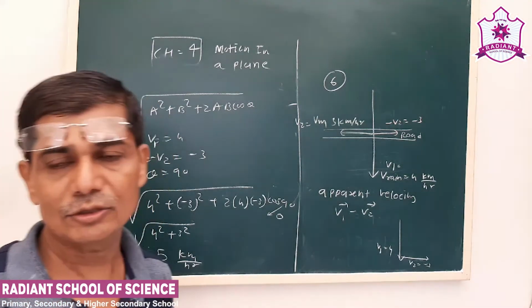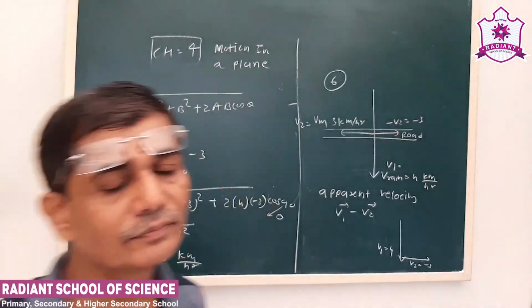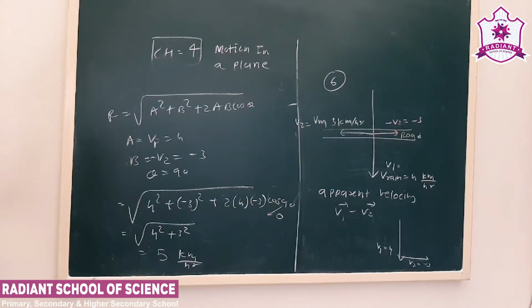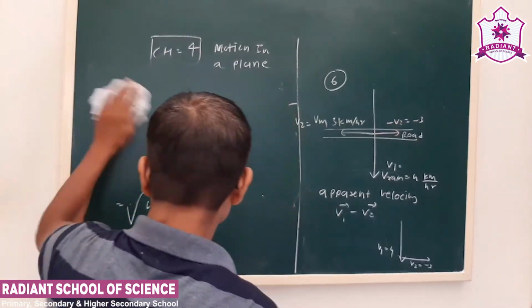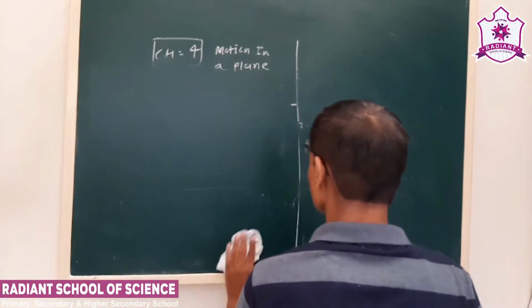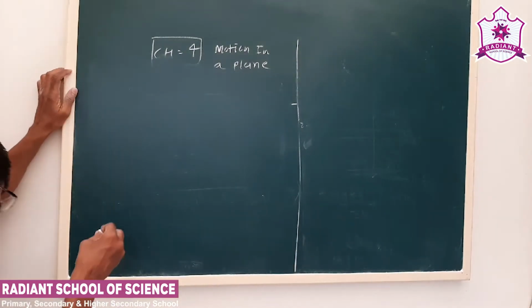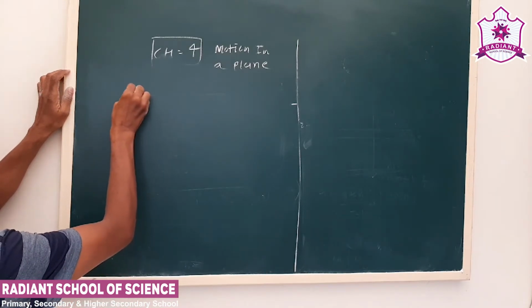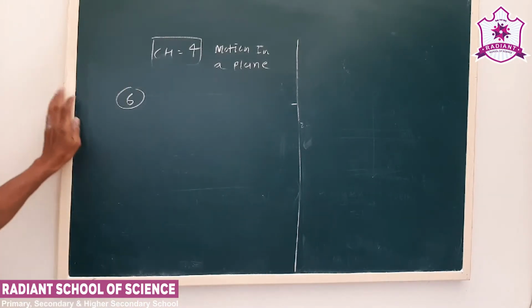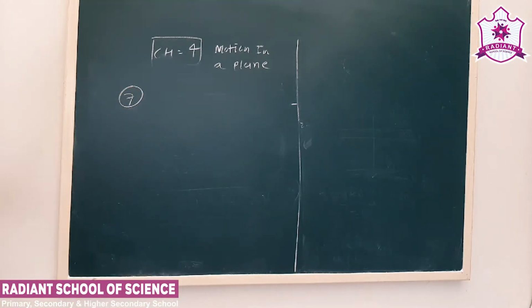Now this is also addition of vectors only, but whenever apparent velocity is given, we have to take it as a relative velocity. Now see our next MCQ. This will be number 7. The question is: for which angle of projection will range and height be equal?